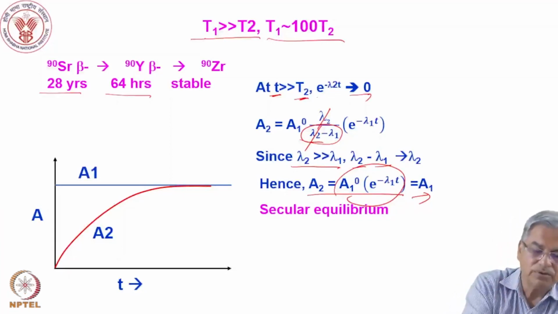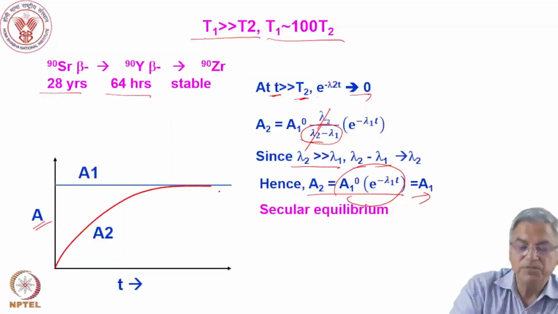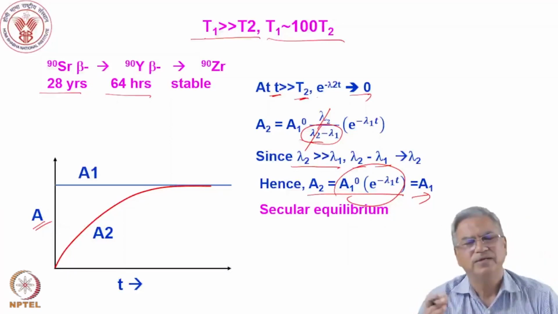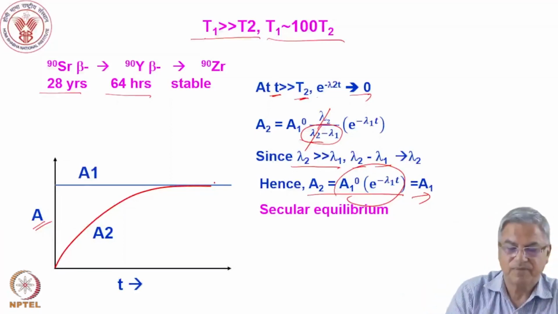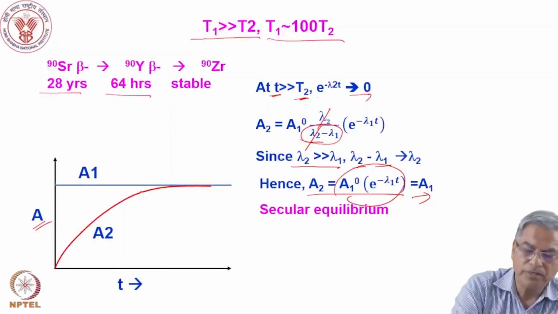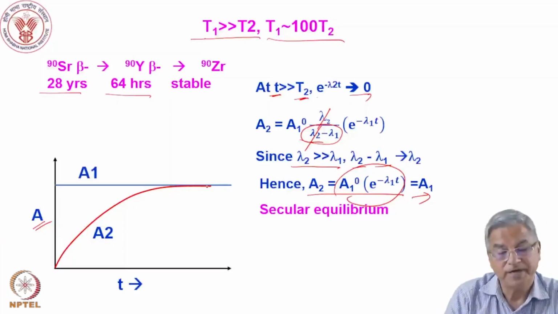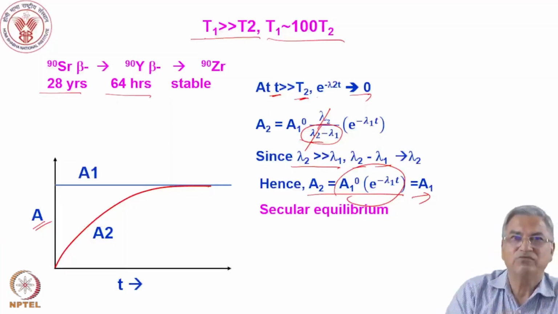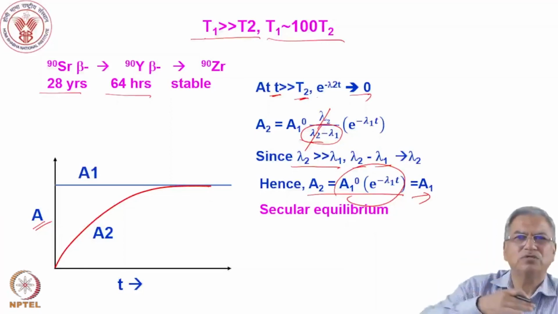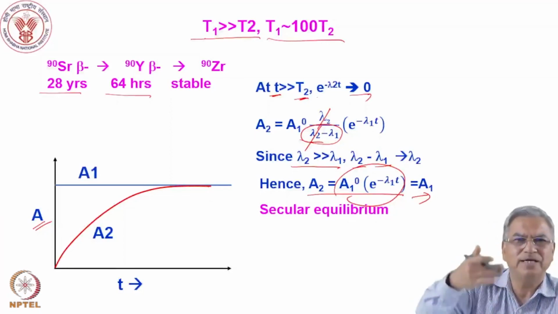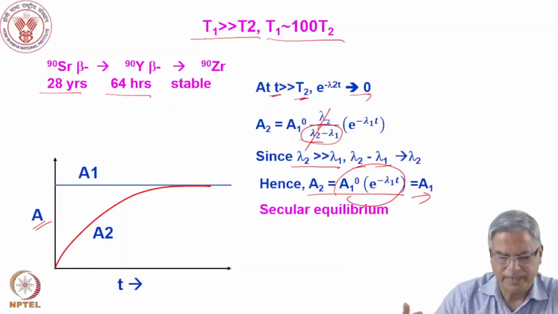Though it is a linear scale graph, during the period of our observation the parent activity is not changing, so A1 is flat. But the daughter activity starts growing and finally becomes equal to that of the parent activity. This is the difference between secular and transient equilibrium. In transient equilibrium, the parent is not so long-lived; the parent is also decaying, but the daughter grows, becomes more than the parent activity, and then starts decaying with the half-life of the parent.